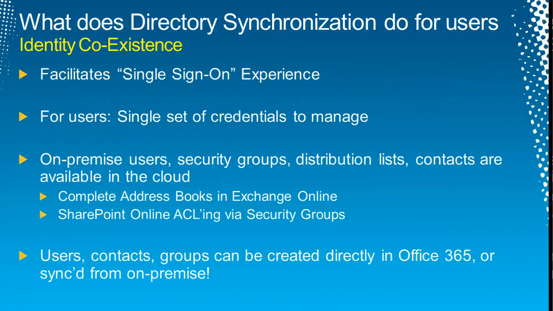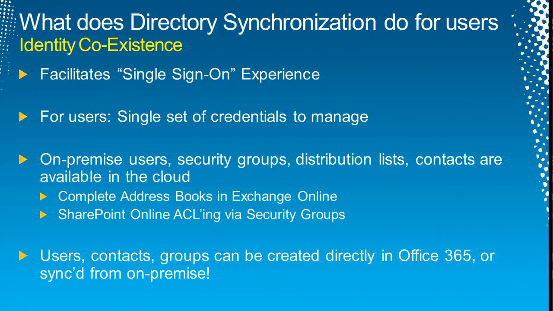Identity coexistence. Most people think of this as a single sign-on experience. What it really means is your users can use their same intranet credentials to access the Office 365 services: SharePoint, Exchange, Lync. All of the information from your on-premise Active Directory, your users, security groups, distribution lists, and contacts, are going to be made available in the cloud in Office 365. What does that mean? That means you've got a complete version of your address book for those users that are continuing to use Exchange on-premise, or those that have mailboxes up in Office 365.